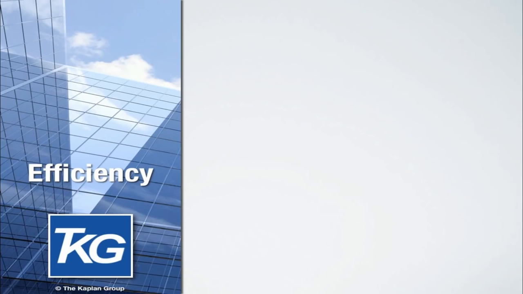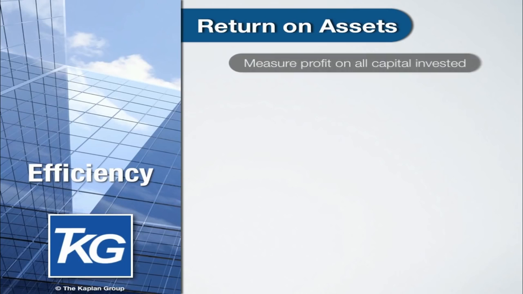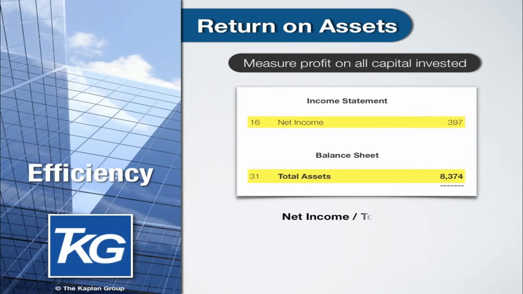The next efficiency ratio is very similar, but it is return on total assets instead of just shareholders' equity. This is a measure of profit on all capital invested in the business which was used to acquire assets. To calculate this, we simply take net income and divide it by total assets. In this example, the net income of $397,000 is divided by total assets of $8,374,000, and we get a return on assets of 4.74%.